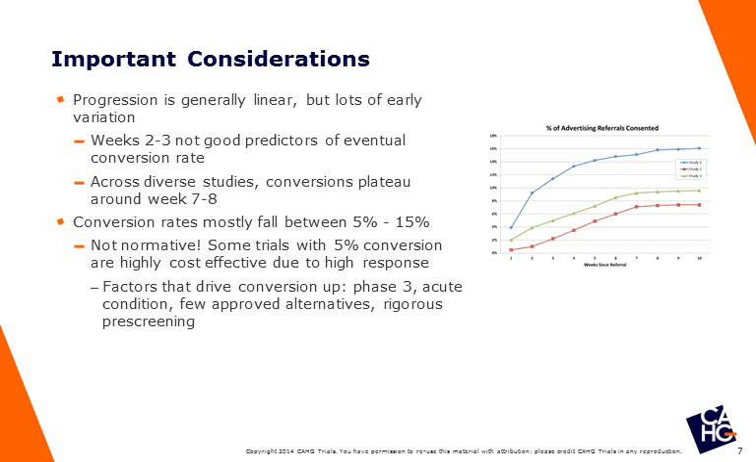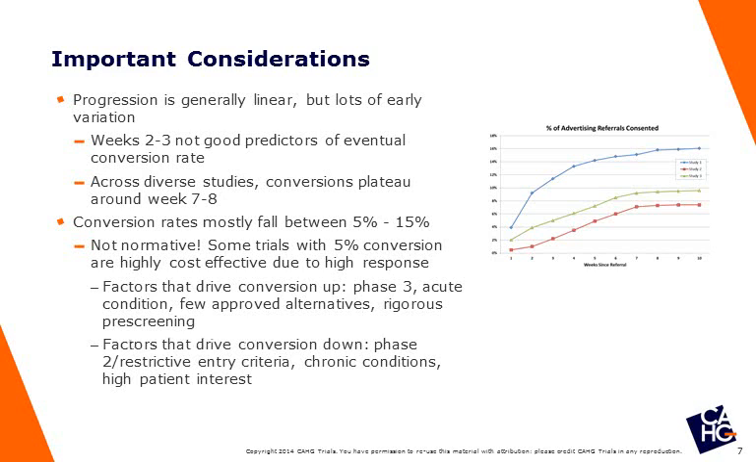Some factors that drive the conversion rate up: phase 3 studies tend to have higher conversion rates. Things that are acute conditions where the patient needs something immediately, where there are a few alternatives that are approved on the market, and where you do really rigorous pre-screening up front. Now, if you do that, always, of course, realize you're going to pre-screen out some patients that probably would have been in the study. So you're driving your conversion rate up, but you're probably losing some patients in the bargain. So you need to be very careful about that.